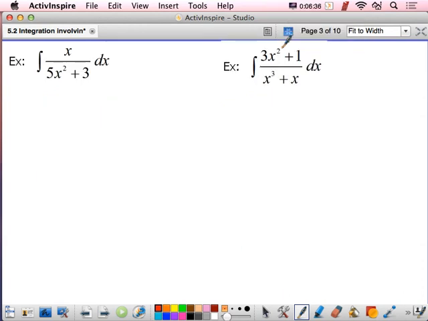Okay, for our next example, we have the integral of x over 5x squared plus 3 with respect to x. And I am going to rewrite that by bringing the parentheses to the top. And anytime you have a parentheses to a power, with integration, you have to give away the derivative of the inside of the parentheses. Well, what is the derivative of the inside of the parentheses? 10x.